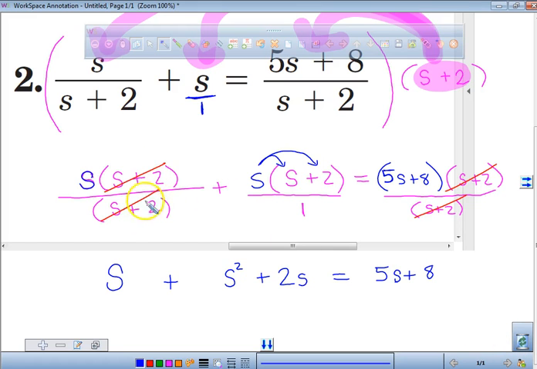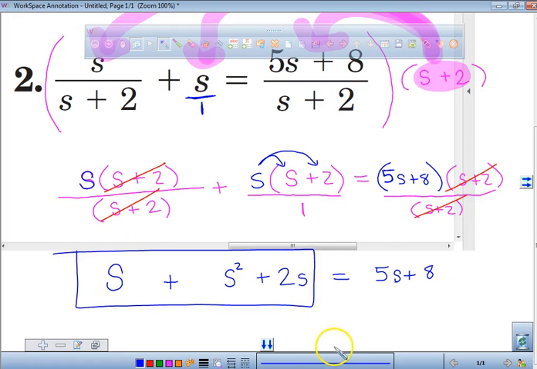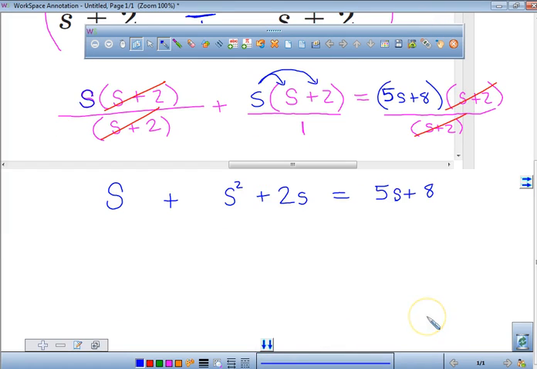So now, these cancel out, and this is what you have left. Does anybody see anything we could possibly combine over here on the left side? Ooh, very good. What is 2s plus another s? 3. Correct.